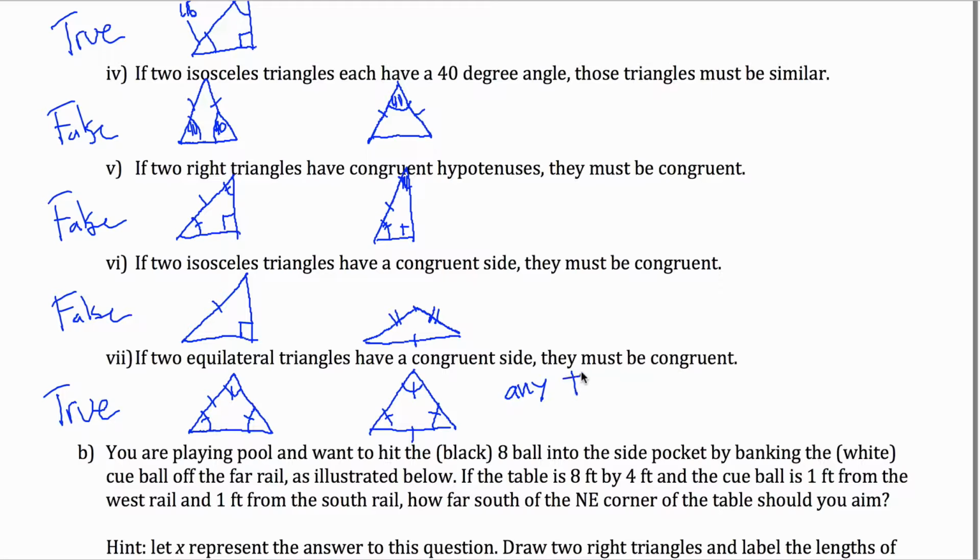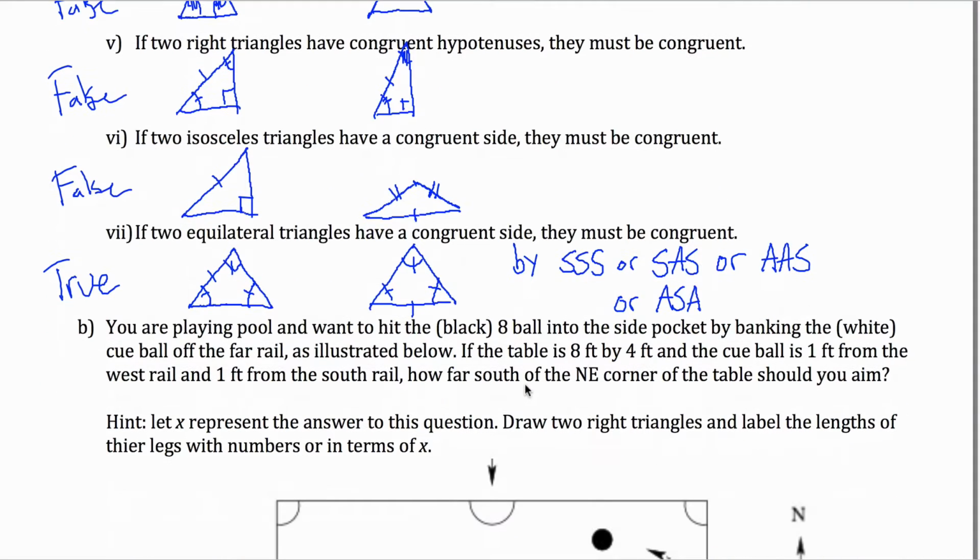Any theorem, so maybe I'll write "by", and I could say side, side, side, or side, angle, side, or angle, angle, side, or angle, side, angle, and I believe that is all of my congruence theorems that don't use the hypotenuse leg theorem. I don't have any 90-degree angles. And I don't want to put side, side, angle because that is not a congruency theorem. So by any of these guys, that works.